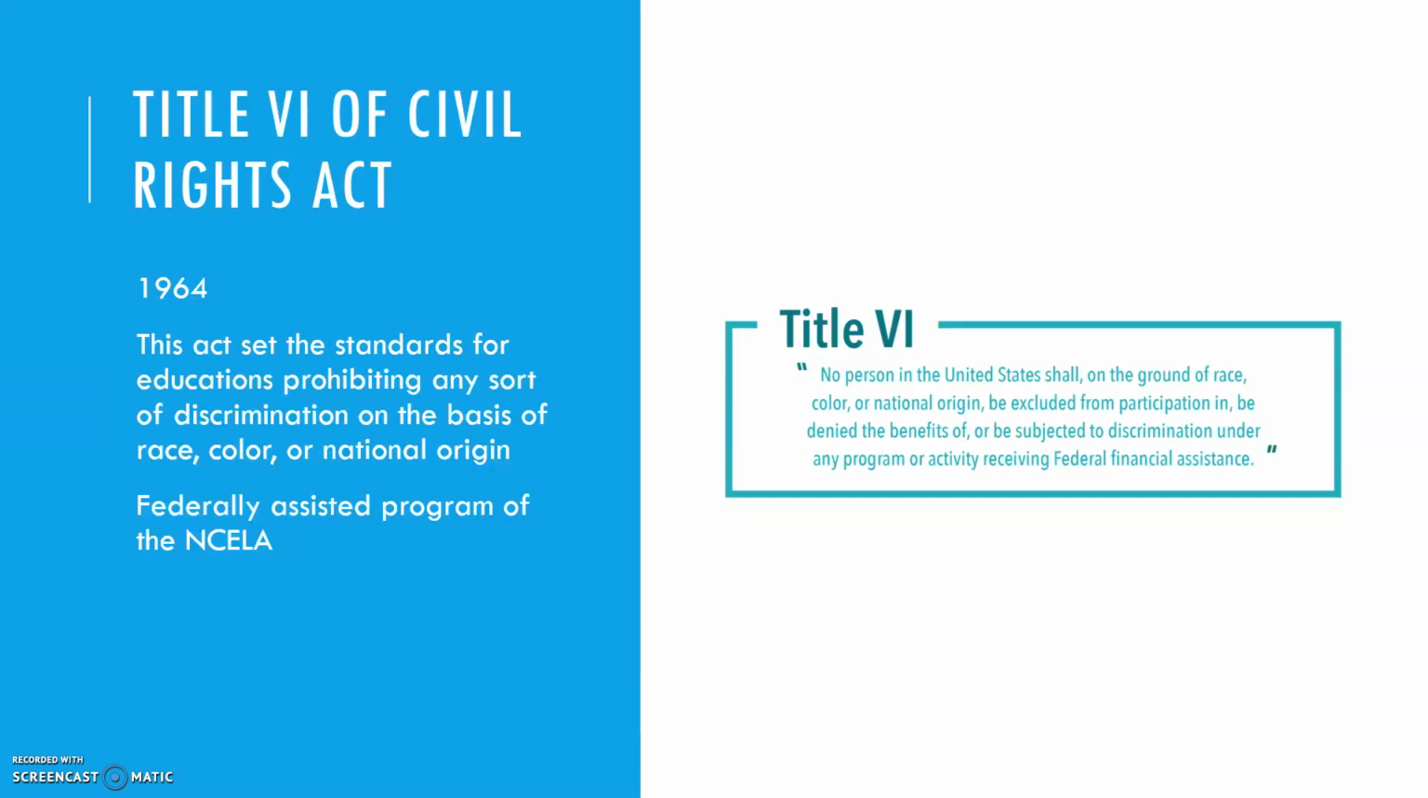Title VI of the Civil Rights Act. In 1964, this act set the standards for education, prohibiting any sort of discrimination on the basis of race, color, or national origin in federally assisted programs. NCELA.